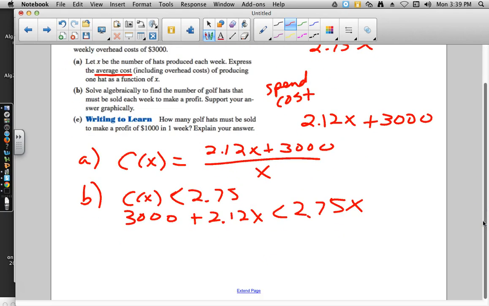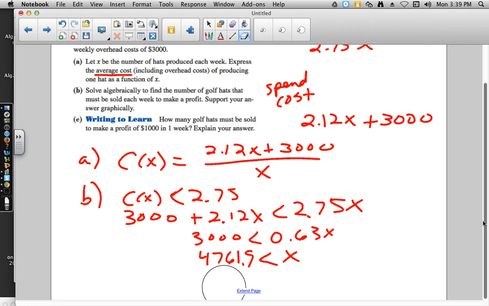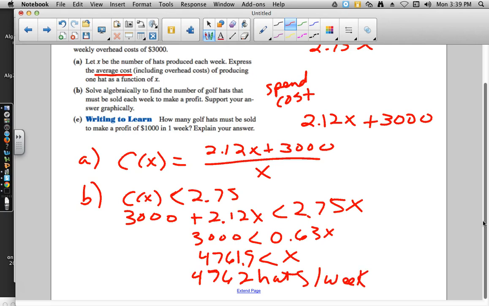We're going to go ahead and move our x's over to the same side by subtracting 2.12x. That'll give us 0.63x for our 3,000. And then we will divide. And x needs to be greater than 4,761.9. So they need 4,762 hats or more to be sold, and that is hats per week in order for that to happen.